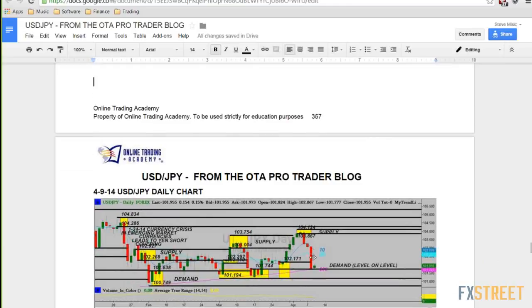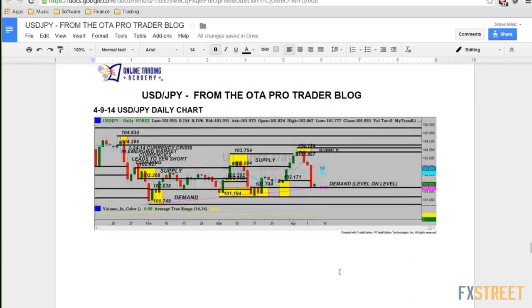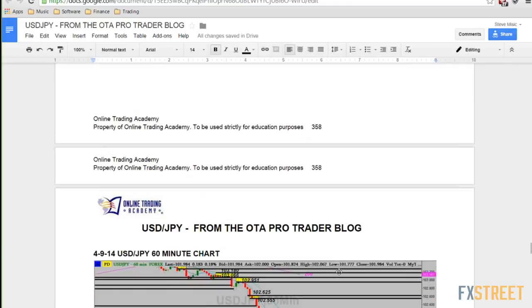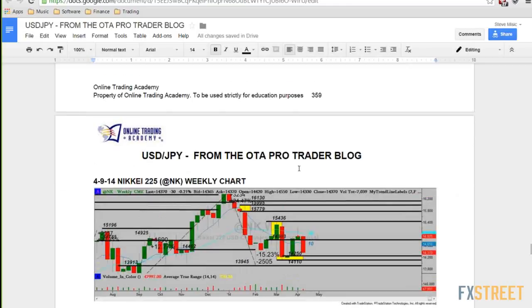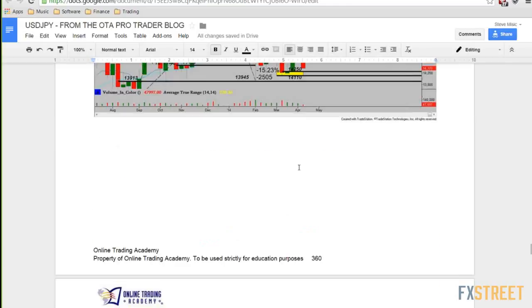So the dollar comes down to the demand levels between 102.17 and 101.19 and begins to bounce a little bit away from the levels. The Nikkei comes very close to that demand level at the same time and hits the daily demand level. It begins to bounce a little bit on these 2 days, around 4.9.